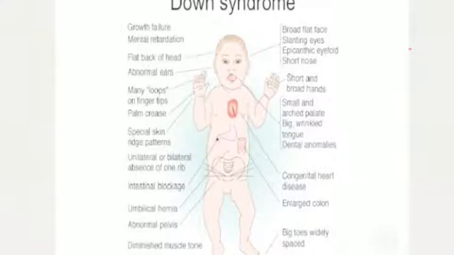The phenotypic features of Down syndrome. So they do have a growth failure and cognitive disabilities, a flat back of the head, abnormal ears, many loop fingerprints, a palm crease called a simian crease, unilateral or bilateral absence of one rib, an intestinal blockage called a duodenal atresia, abnormal pelvis, diminished muscle tone, this is very common, a broad, flat face and slanting eyes, epicanthal eye folds and a short nose with a wide bridge, short and broad hands, a small and arched palate with a big wrinkled tongue, which is sometimes protruding, dental anomalies, and then a large important one is the congenital heart disease, which we will talk about, an enlarged colon, and big widely spaced toes.